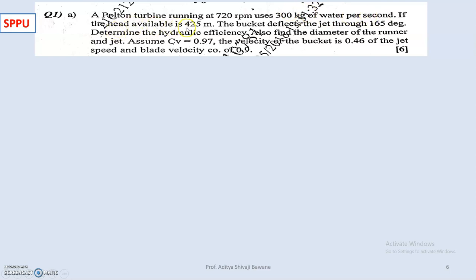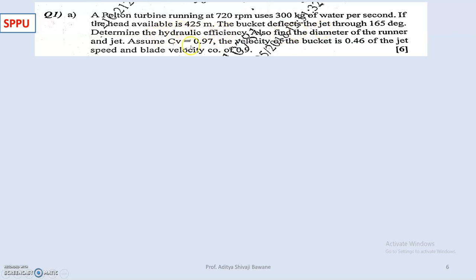If the head available is 425 meter, H is given, that is height of the turbine from the dam. The bucket deflects the jet through 165 degree. What it means? The angle of deflection is given as 165 degree. Determine the hydraulic efficiency. Also find the diameter of the runner and jet. So we need to find out hydraulic efficiency and diameter of jet and runner.